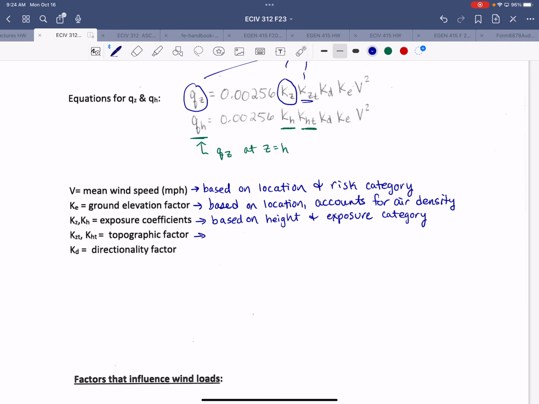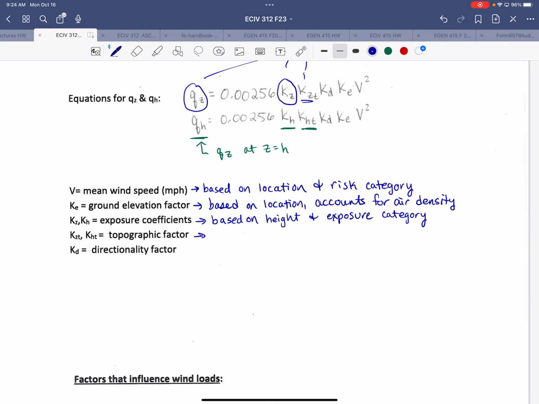Then the KHT and KZT, those are topographic factors. These will account for the shape of the terrain surrounding your building. If your building is at the base of a hill or at the top of the hill, that's going to impact how the wind will interact with it, right? Or if you're near a cliff or another, they call those escarpments, stuff like that, right? That will impact how the wind will behave approaching your building.